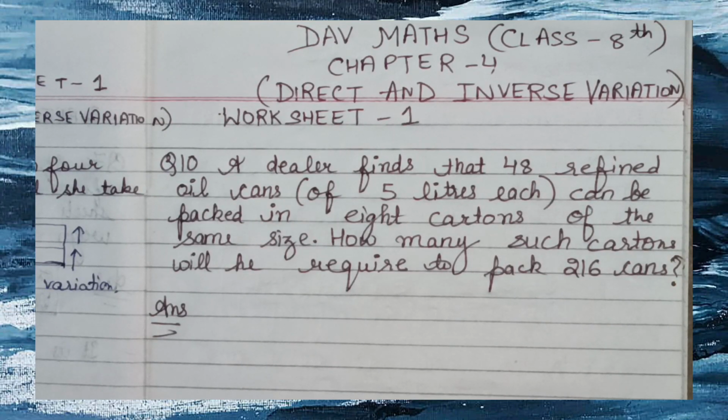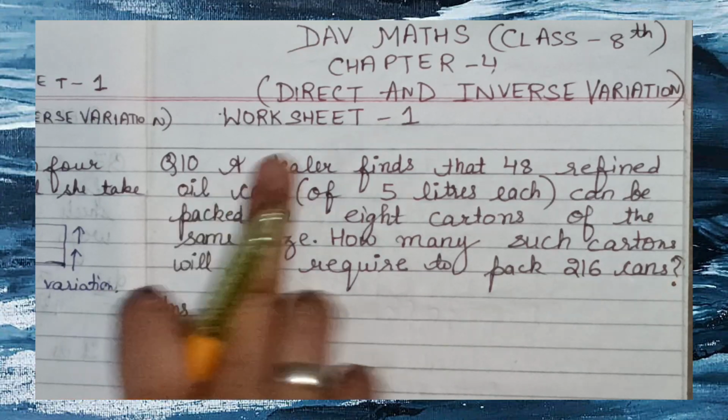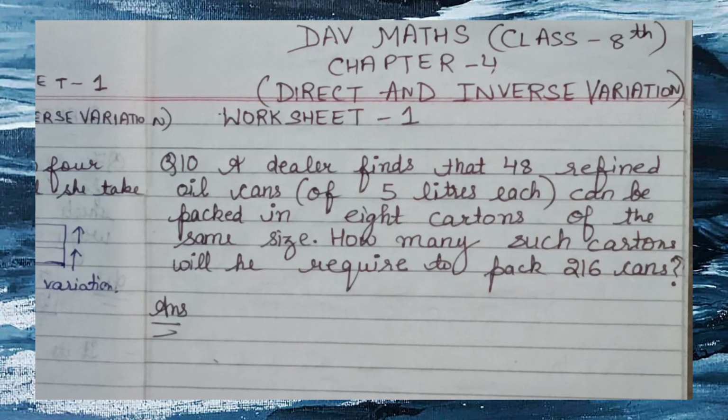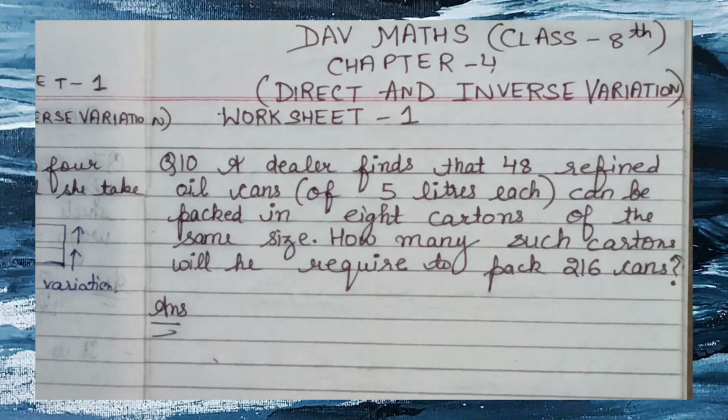So today I am going to start question number 10 of worksheet 1, DAV Maths class 8, chapter 4, and our chapter name is direct and inverse variation. So this is our question number 10.